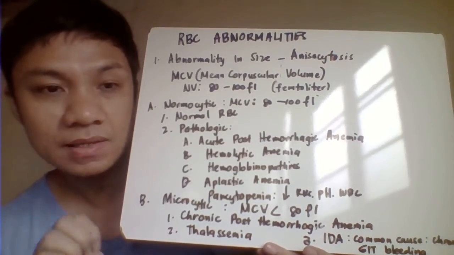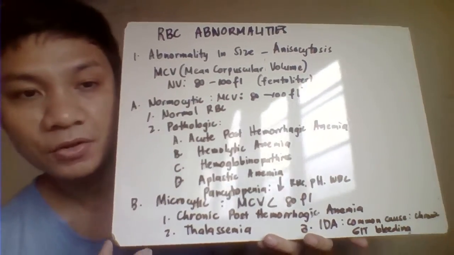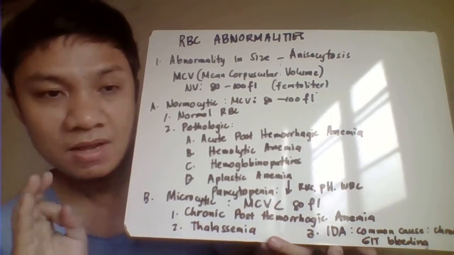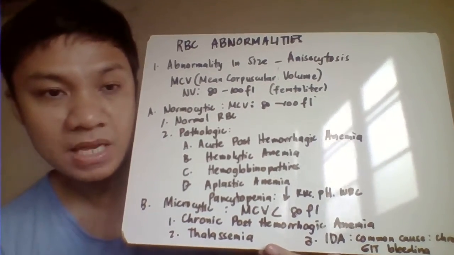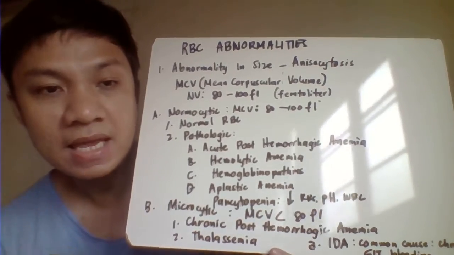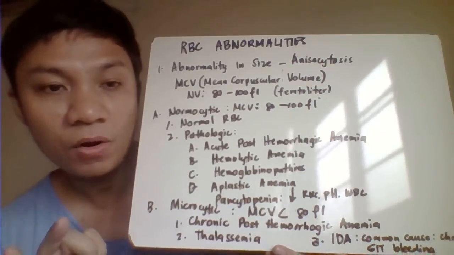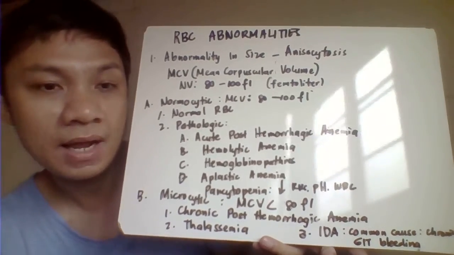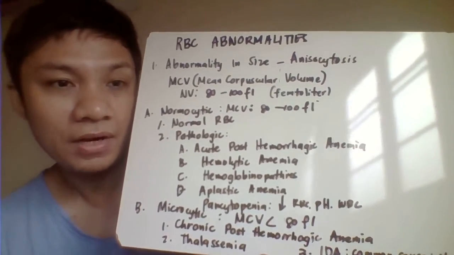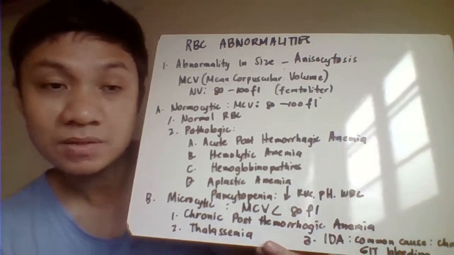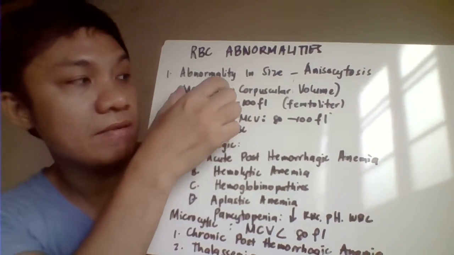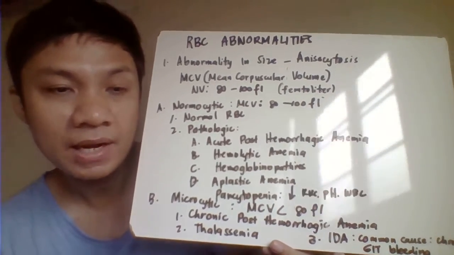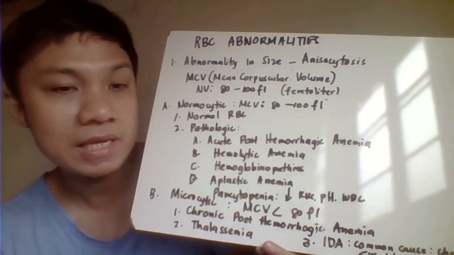We have 3 blood indices. One is your MCV, your mean corpuscular volume, MCH, mean corpuscular hemoglobin, MCHC is your mean corpuscular hemoglobin concentration. Okay, for the abnormality in the size, ang ating baseline for the parameter here for us to check if this was normal in size or not would be your MCV. Okay, the normal MCV value here is 80 to 100 FL or your femtoliter.